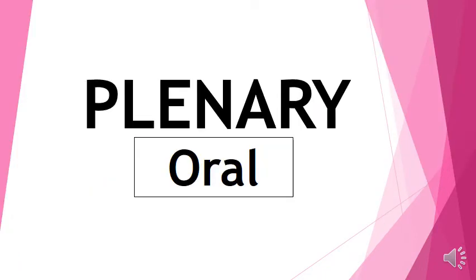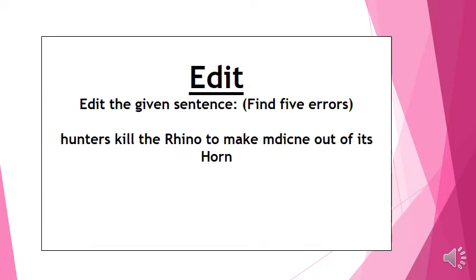Now it's time for the plenary or chapter wrap up and it is oral. Dear students, you are going to edit the given sentence and you will find 5 errors or 5 mistakes. Let's read the sentence with me. Hunters kill the rhino to make medicine out of its horn. So you are going to punctuate it correctly and you will find mistakes from it. There are 5 errors. So take your time. I'm waiting for your answer.